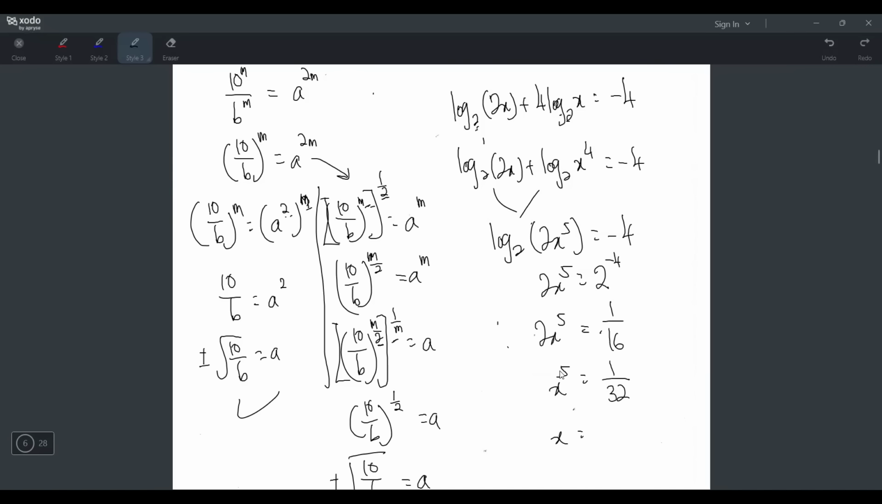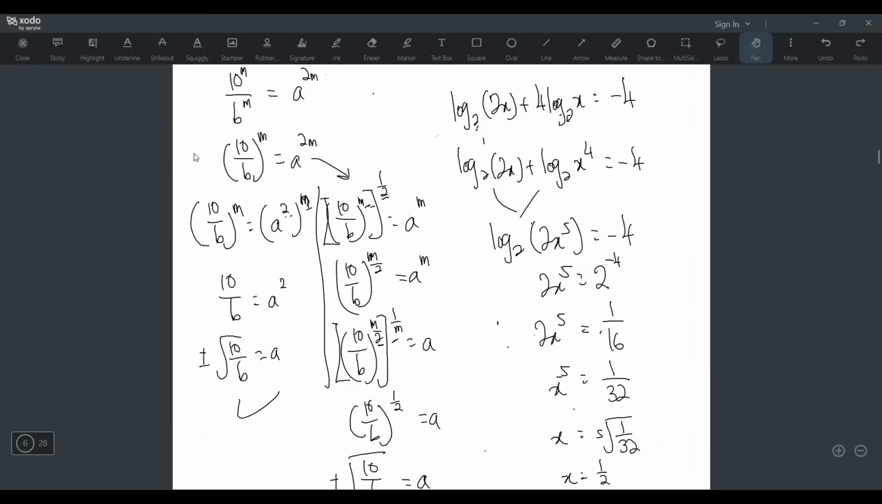And then now move the power 5. Okay, power 5, when you move it over, it becomes the fifth root. The fifth root, like that, right? And if you press this on the calculator, you'll get 1 over 2. Yeah, because 1 power 5 is 1, and 2 power 5 is 32. So that's the x answer. All right, that's all.